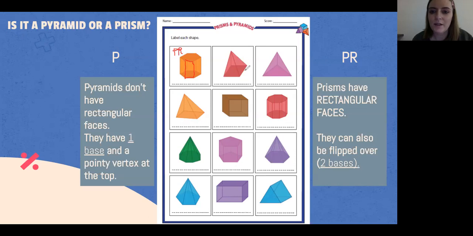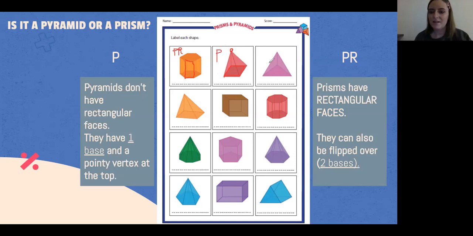So let's take a look at this one. It has a base here. Its base is the shape of a square, which is pretty cool. There's its big pointy vertex up at the top. And if I flipped it over and it was sitting on its vertex, it wouldn't work. This is a pyramid, P for pyramid.